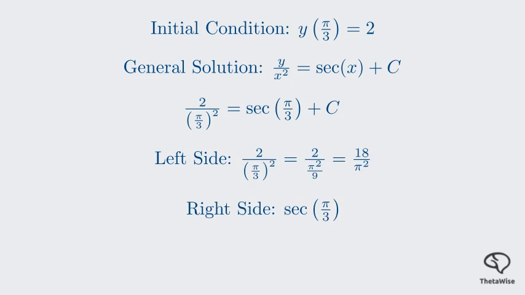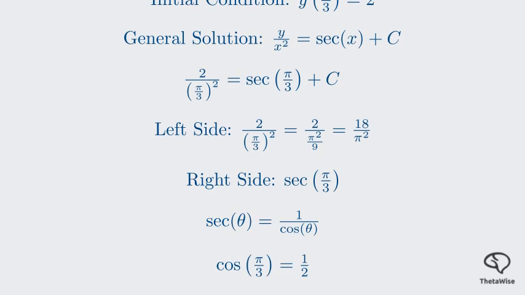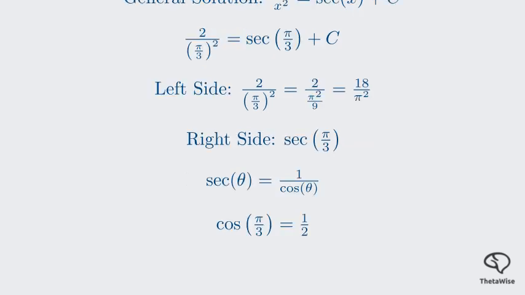For the right side, secant of pi over 3. Remember, secant is the reciprocal of cosine. Cosine of pi over 3, or 60 degrees, is 1/2. Therefore, secant of pi over 3 is the reciprocal of 1/2, which is 2.